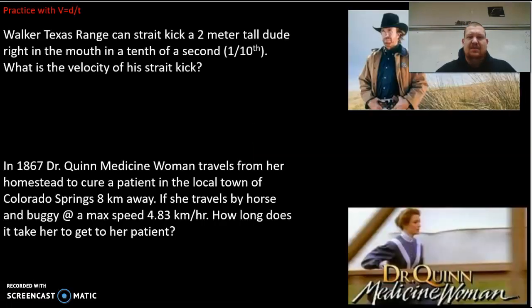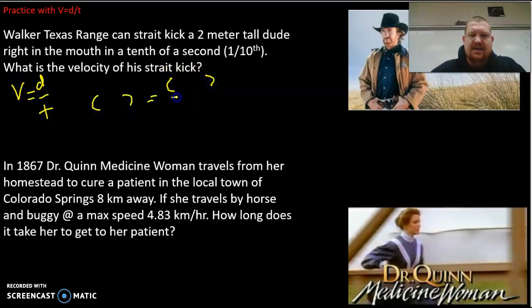All right, so we got a couple practice problems here. So let me grab my marker here. It says Walker, Texas Ranger can straight kick a 2-meter tall dude right in the mouth in a tenth of a second. What is the velocity of this straight kick? All right, so our formula is V equals D over T. So we have a spot here, and here.